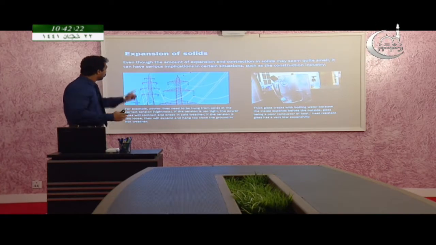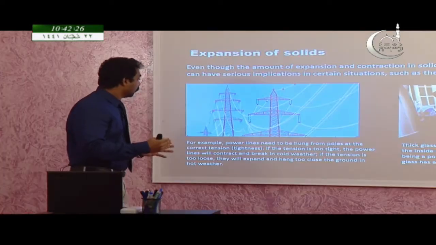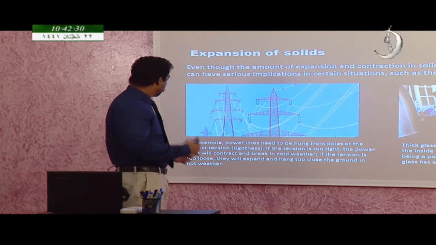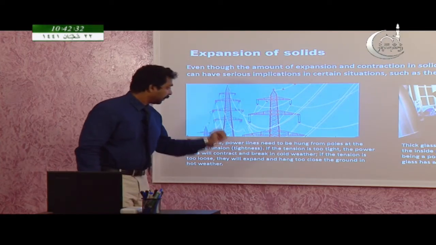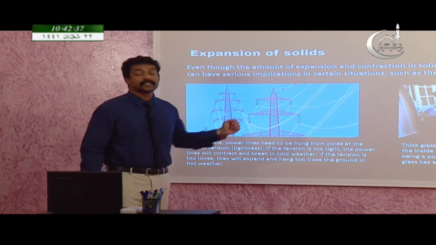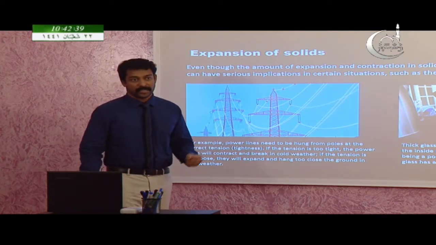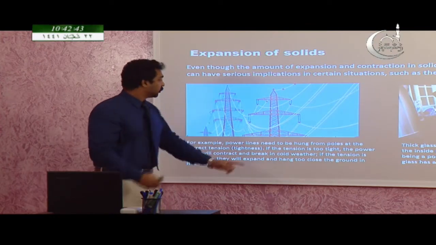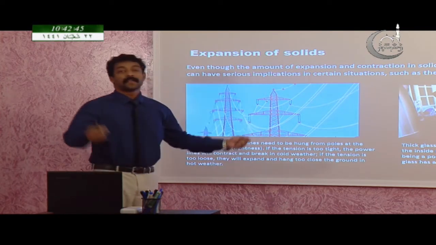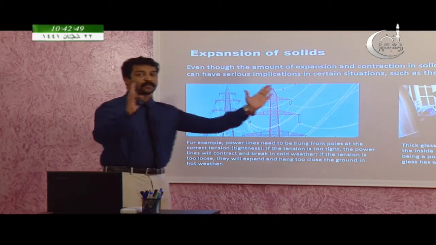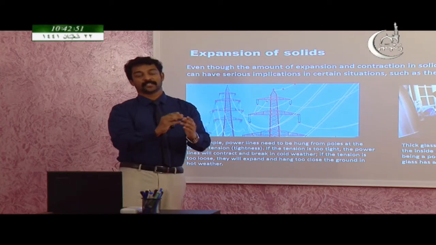what happens? See, there are two seasons we can consider. That's too hot and too cold, that means summer and winter, two situations. Here, first case, if the tension is too tight, the power lines will contract and break in cold weather. As we know, as the temperature decreases, molecules come closer, and the tension of this wire increases. That means they contract, tension increases, so the poles will be pulled closer. So that damages the system.